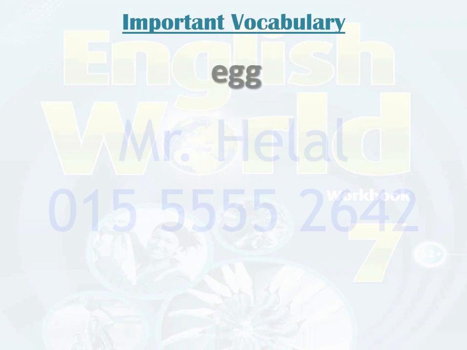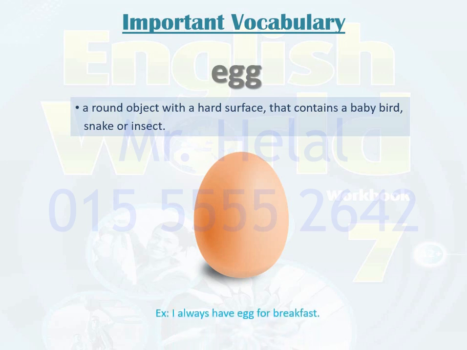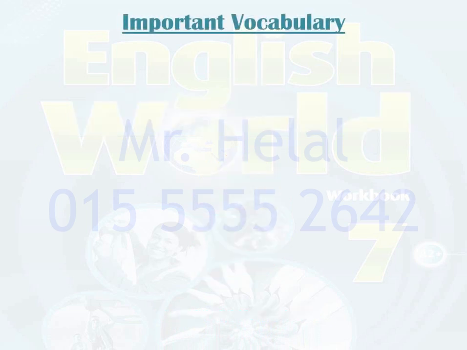Egg. A round object with a hard surface that contains a baby bird, snake or insect. البيض هو شيء دائري له سطح صلب وبيحتوي داخله على صغير الطائر أو صغير التعبان أو صغير الحشرة. Example: I always have egg for breakfast. دائما بأتناول البيض على وجبة الإفطار.